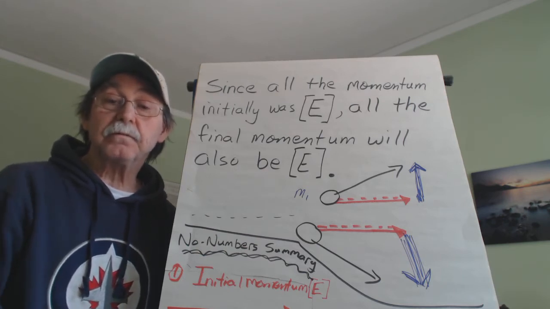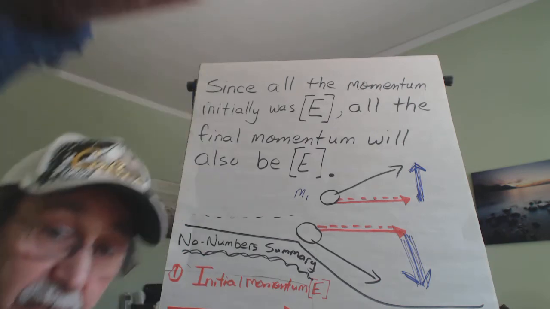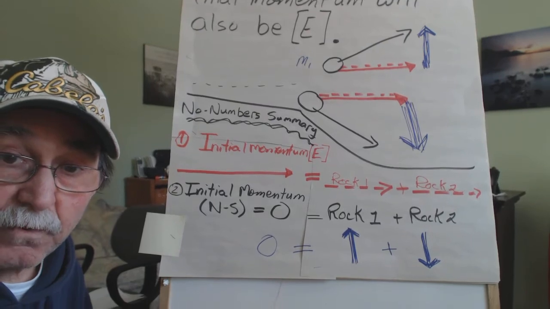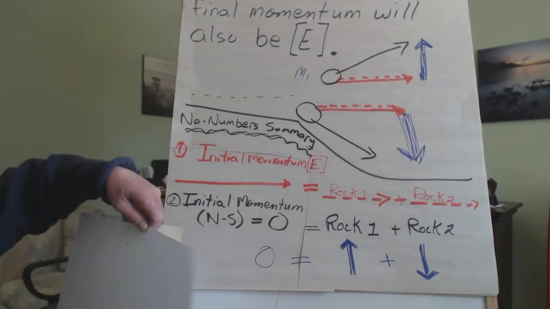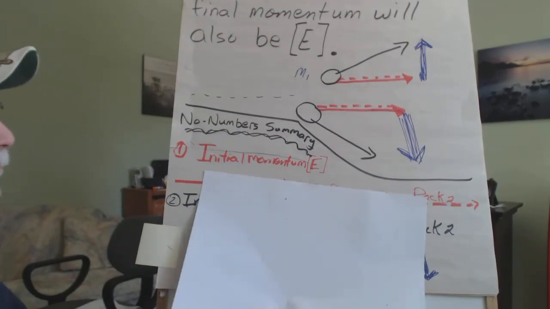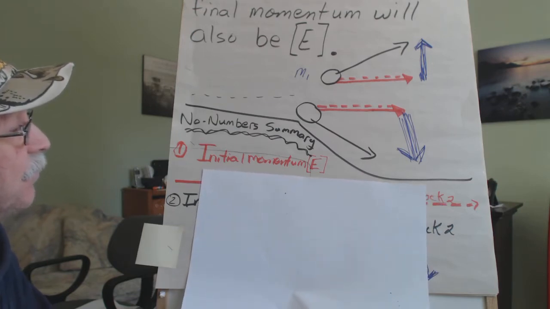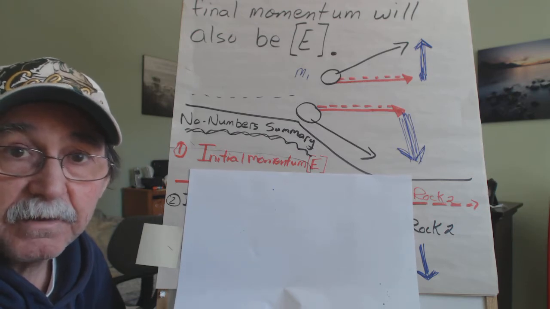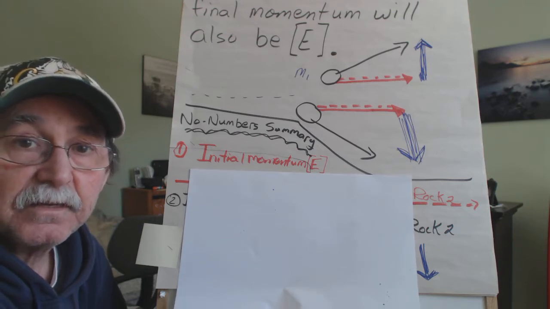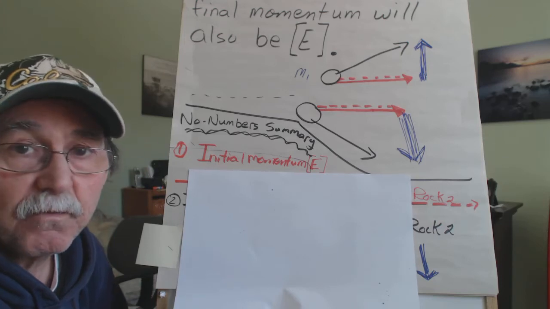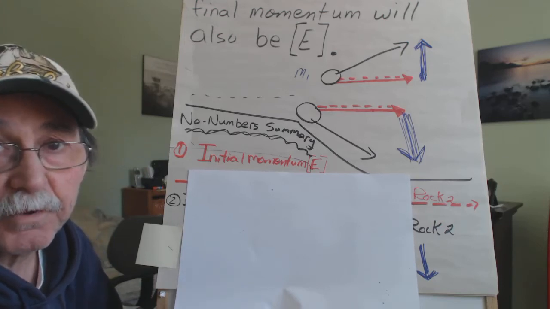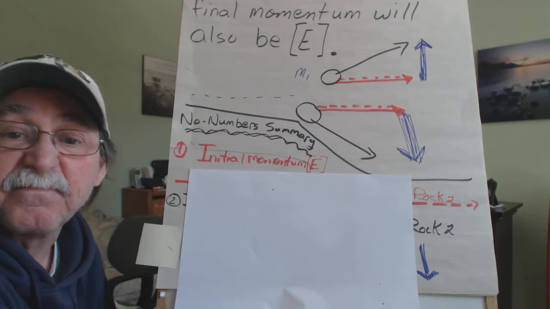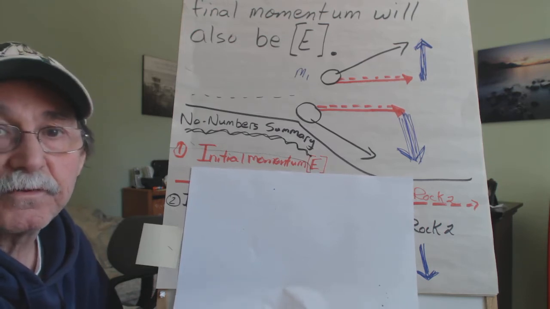I'm going to have a seat here and go down a bit. Follow with me, don't just jump around. First of all, we have the initial momentum. All the momentum at the beginning was in the east direction. There was nothing going north, nothing going south, out of the page, up in the air, nothing like that. It was just all headed east.